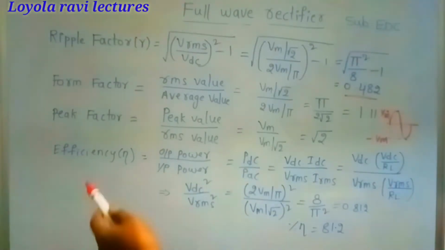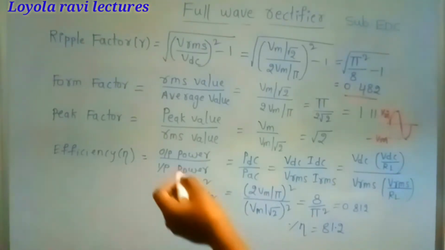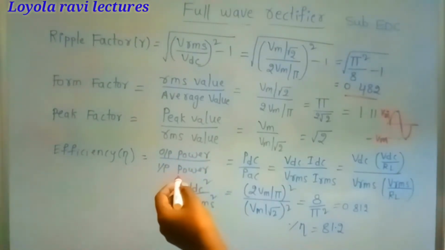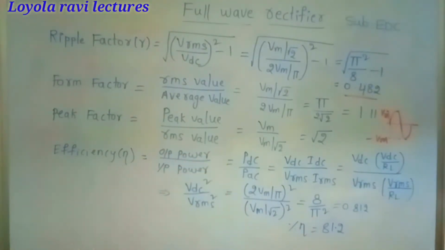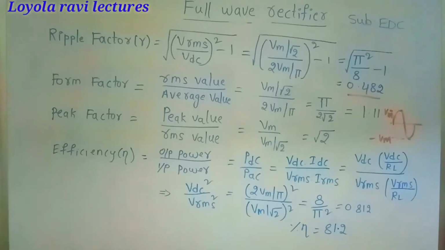Then similarly efficiency eta. Efficiency is nothing but output power by input power, or output DC power by input AC power.